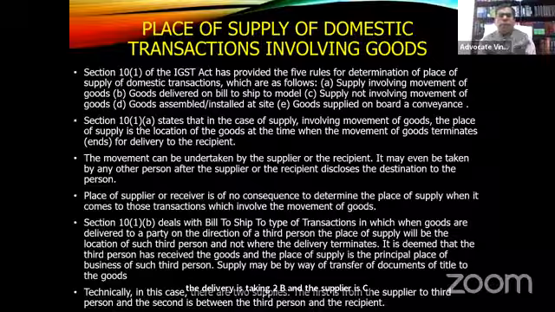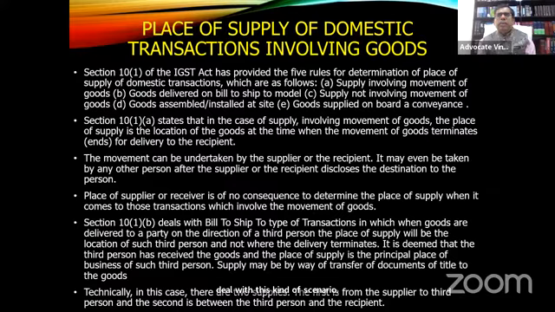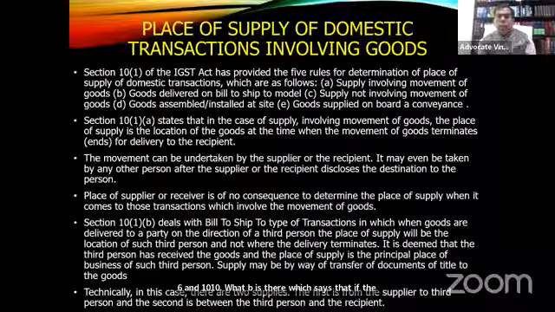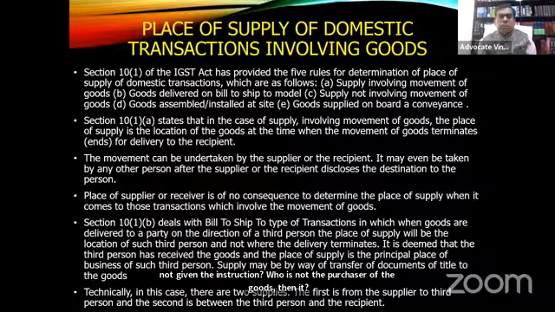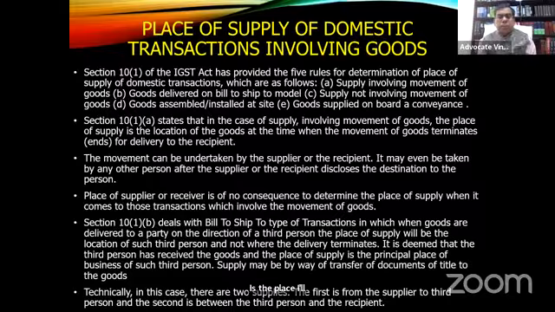So to deal with this kind of a scenario, section 10(1)(b) is there, which says that if the delivery is taking place at the instruction of a third person, who is not the purchaser of the goods, then it is the place of business or the principal place of business of the third person which will be considered to be the place of supply.